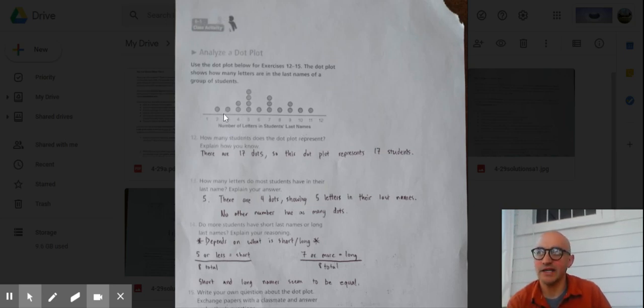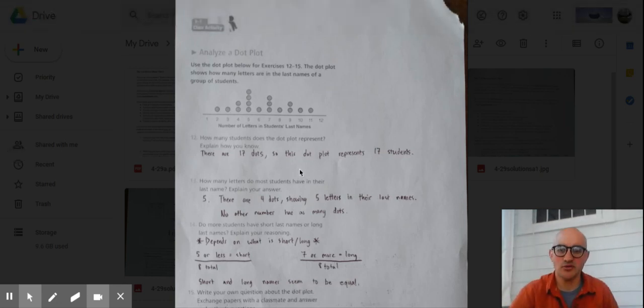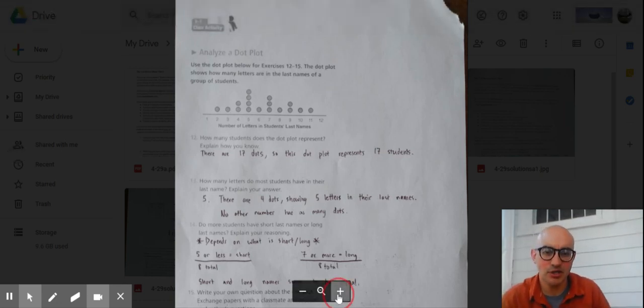The way I make sense of this dot plot is that there's one person with 2 letters in their last name. There's one other person with 3 letters in their last name. There are 2 people with 4 letters in their last name, 4 people with 5 letters in their last name, and so on and so forth down the number line. Okay? So using that information, let's go ahead and answer these few questions on the page.